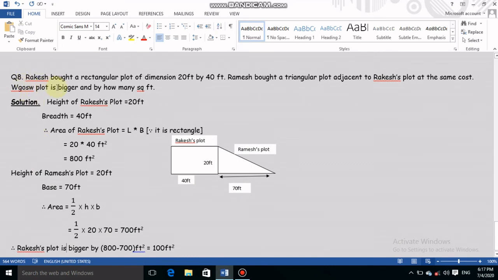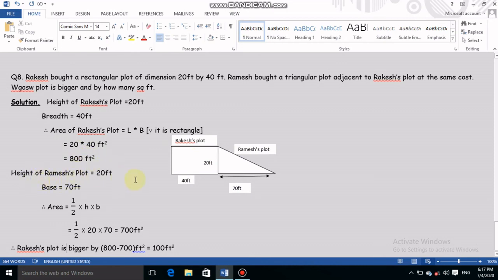Question number 8. Rakesh bought a rectangular plot of dimension 20 feet by 40 feet. This rectangular plot is Rakesh's plot. So this height is 20 feet and this base is 40 feet. So the area of this rectangle is height into base, 20 into 40, which is 800 feet square.